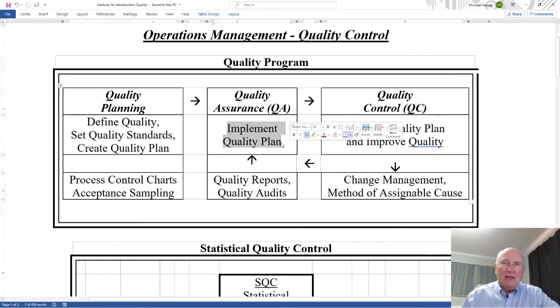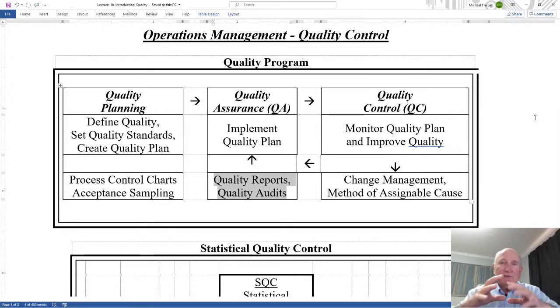And implementing the plan, here's where you measure, here's where you observe, here's where you report. You'll have quality reports in your operations, and even quality audits in your operation. And the audits could audit the process of quality assurance. And audit simply means looking at it to make sure everything is done correctly, as far as measuring correctly, reporting correctly, but also that everything was designed correctly. Okay, and then quality control.